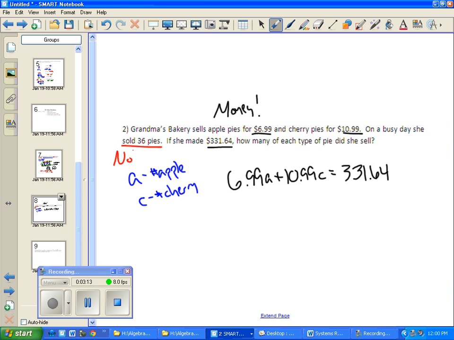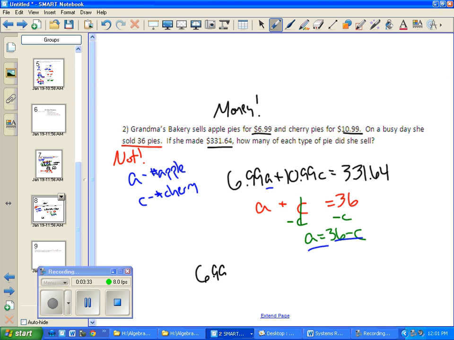That sentence has all the money in it. The other sentence has no money in it. Just how many pies did you sell? If you add them up, you're going to get 36 pies. A plus C equals 36. Now, I'm going to do substitution. You could do elimination, but you get some gross decimals. I'm going to do substitution, subtract C on both sides. A equals 36 minus C, and then substitute.